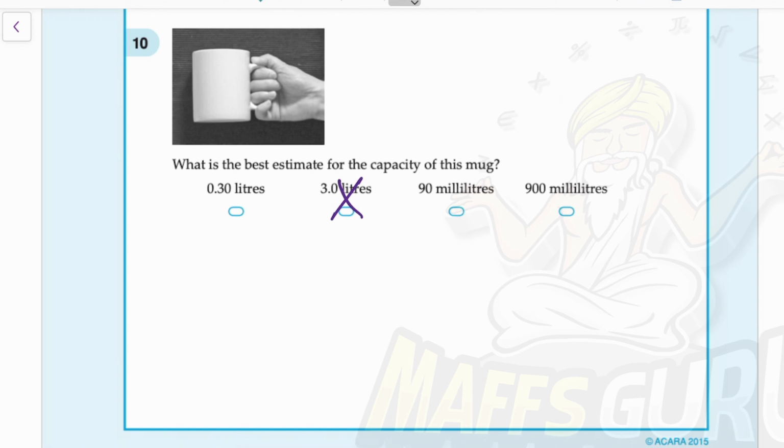900 millilitres, right. So we know that 1,000 millilitres is equal to 1 litre, right? So this is roughly short of 1 litre. And again, trying to put a litre into that cup, not going to happen. 0.3 litres, right? So that's about a third of a bottle of milk, or a third of a litre. And 90 millilitres is really, really tiny. 90 millilitres is not a lot of fluid at all. So I would suggest that my guess here would be 0.3 litres.